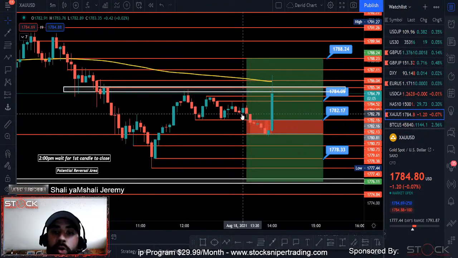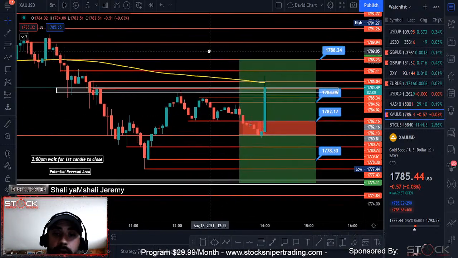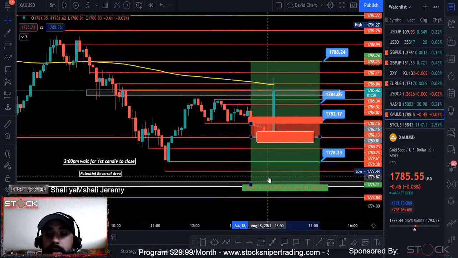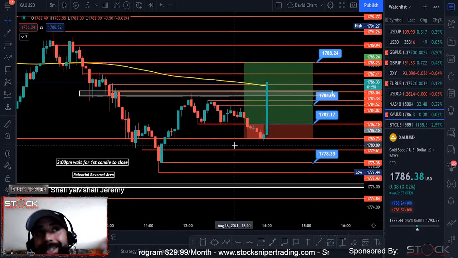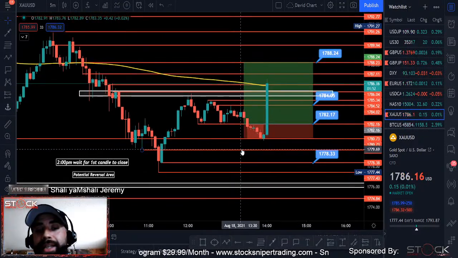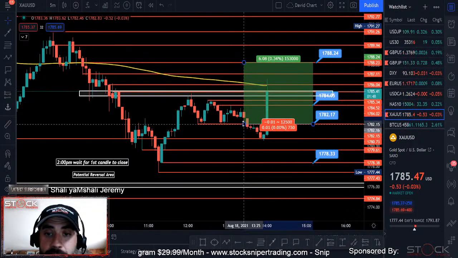Okay, so if this thing breaks the 200, it's got to close above. All right, that's why I kept moving this stop loss down, you know what I mean? So guys, if you did take this trade, literally just take your stop loss and move it to break even. All right, it's a risk-free trade now.